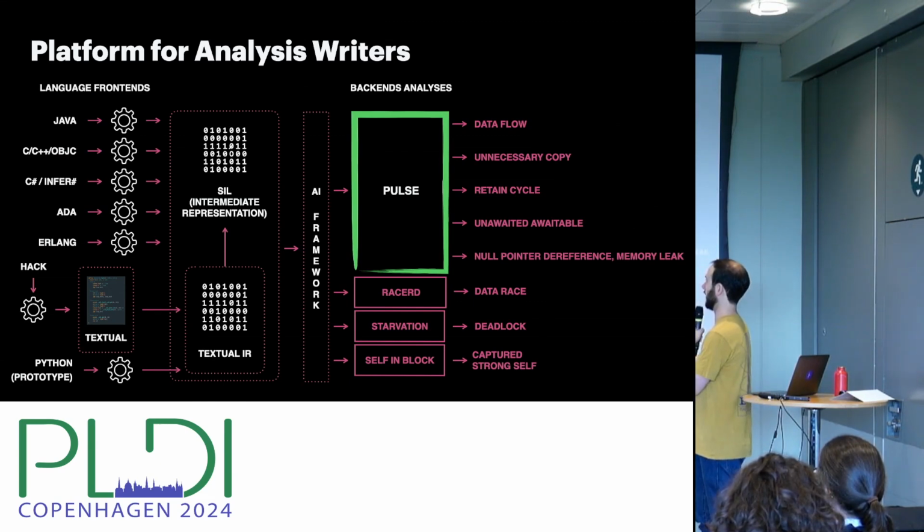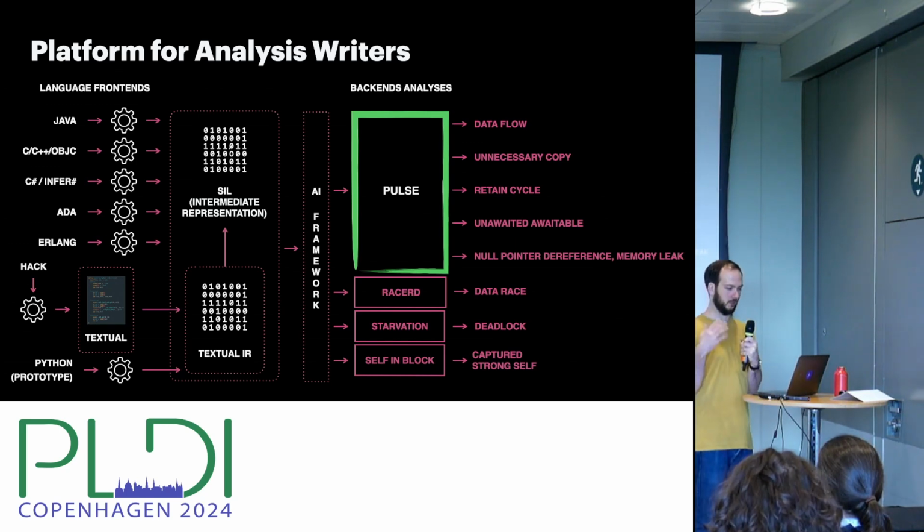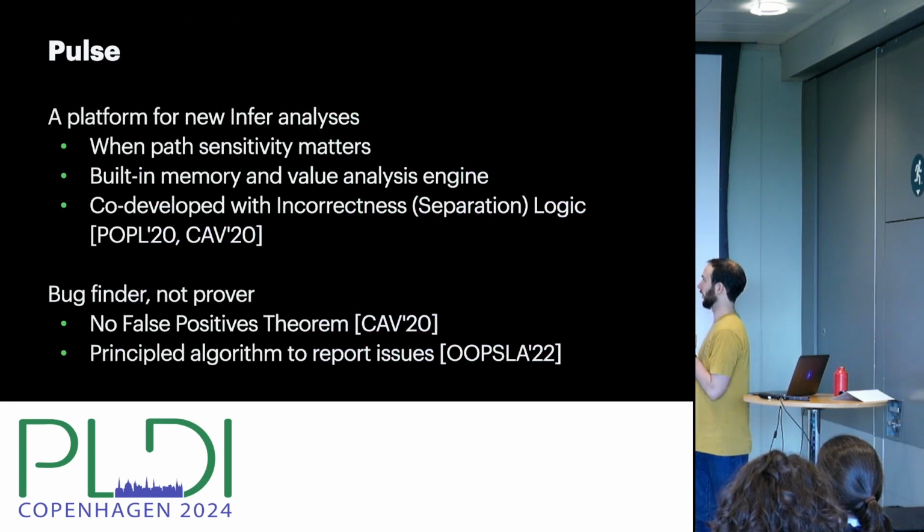So the final piece I wanted to talk about is Pulse. And Pulse is sort of a platform itself as well. This is where we write a lot of our new analysis, a lot of our new bug types are on top of Pulse. And you want to use Pulse when path sensitivity matters, and you want to care about infeasible paths and things like this, and you don't want to report on them.